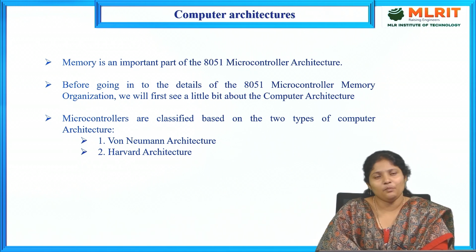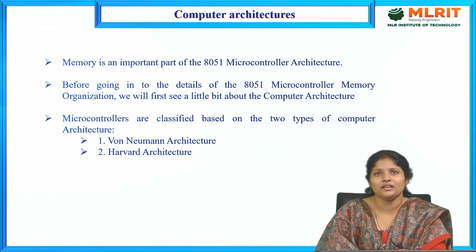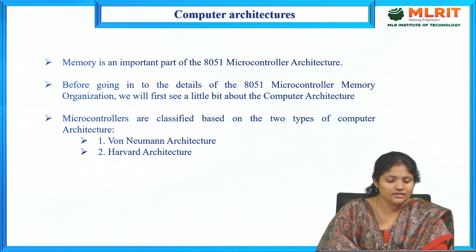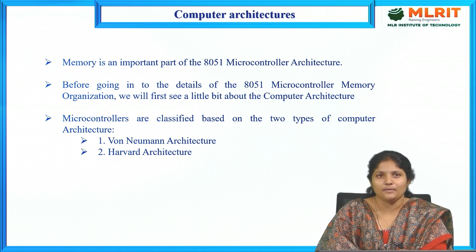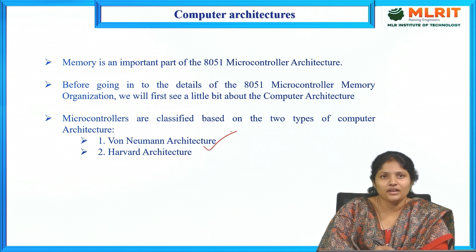Memory is an important element in any system, whether it is a microprocessor or a microcontroller. In the microprocessor, we need to interface memory from the outside world. But in the case of microcontrollers, the memory is inbuilt. So depending upon the memories, there are two types of architectures: one is the von Neumann architecture and the second one is the Harvard architecture.